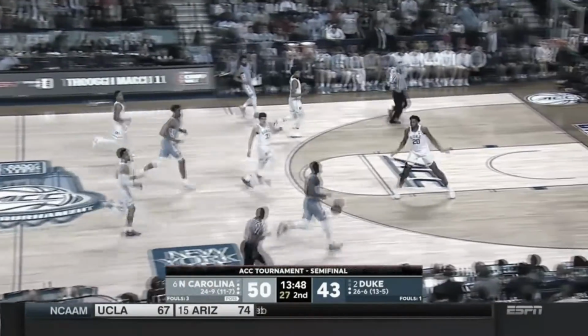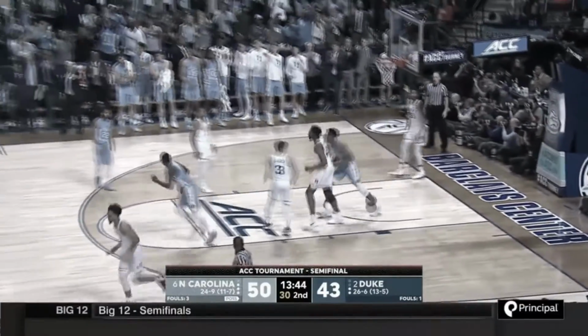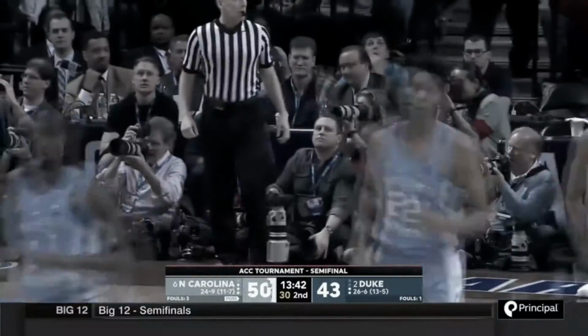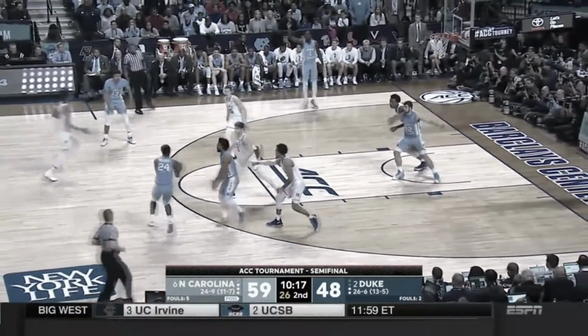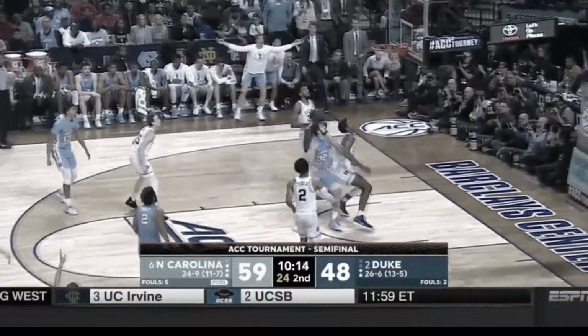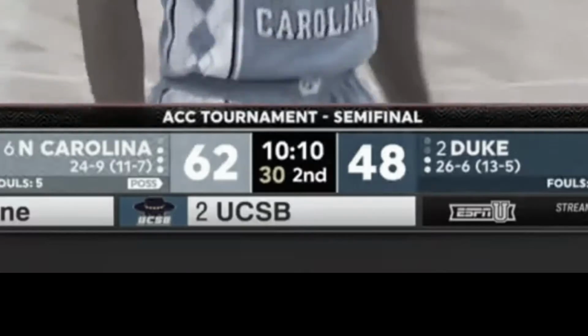After the Tar Heels extend their lead to 48-39, the Blue Devils try to push back, but UNC has too much to handle. North Carolina outscores Duke 14-9 in the next 5 minutes, increasing the gap between the two scores. This makes the score 62-48 now, a 14-point difference with only 10 more minutes to go.